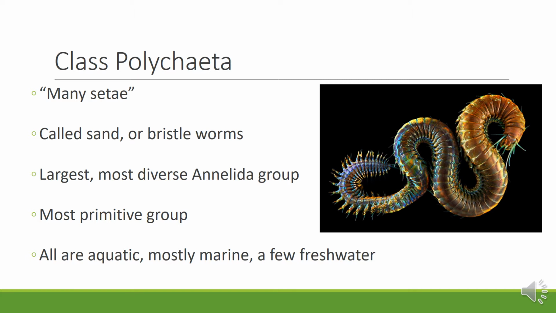Your book doesn't go into great detail on some of these, but I just wanted to give you guys the notes I would have given you in class, so you have an opportunity to see all the different classes. So, class Polychaeta means many setae, those little hair-like extensions.